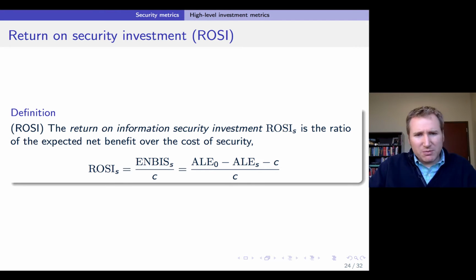To make this a bit more formal in terms of our other metrics before, ROSI is just the expected net benefit of security divided by the cost of security. And you can express that in terms of ALE if you want, like so: ALE 0 minus ALES minus C, over C.